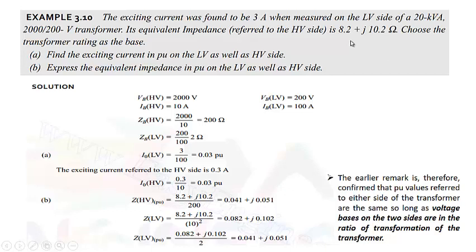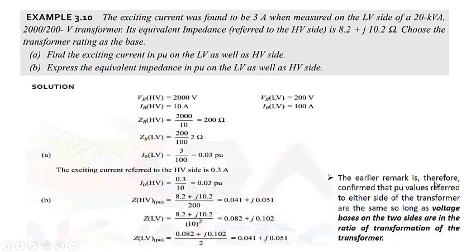On the low voltage side, this will first be referred to the low voltage side, so you have to divide it by 100, that is 10 squared, and it will be 0.082 plus j 0.102. Then converting it to per unit, we have to divide it by the Z base on low voltage, that is 2 ohm. So when you divide by 2 ohm, it comes out to be 0.041 plus j 0.05. You will see that these two are almost identical.